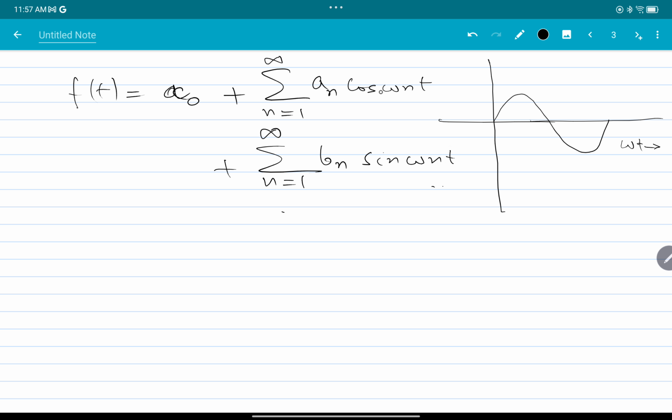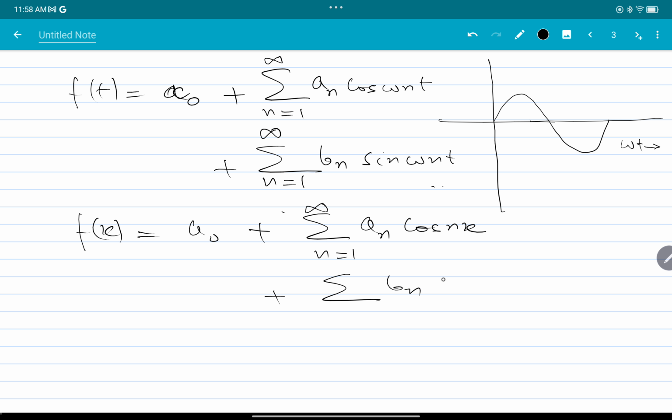We can have a single variable. Suppose we have f(x). We can express it as simply as this: a0 plus the sum from n equal to 1 to infinity of an cos nx, where x is our variable, plus bn sin nx. This is perfectly correct. No need to put in those factors, but it makes our job easy if we give a physical meaning to those things.